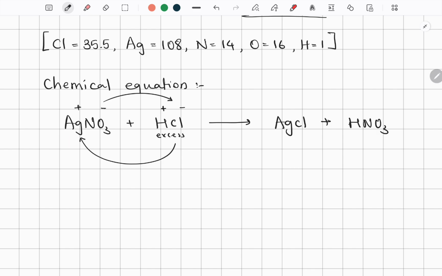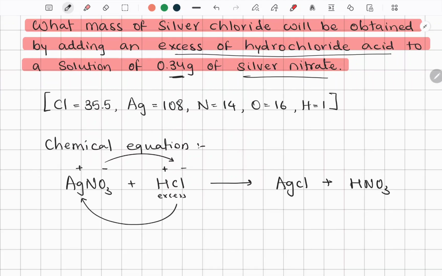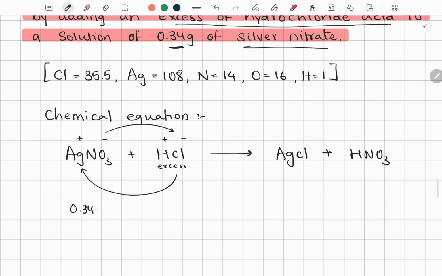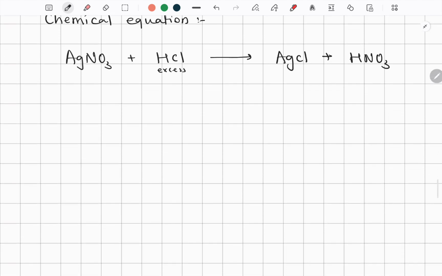Now the main question: we have to calculate the mass of AgCl when we add excess HCl to 0.34 gram of silver nitrate. So 0.34 gram of silver nitrate is given. How do we calculate the mass of AgCl obtained? It's very simple. We're going to use the unitary method, which we have used many times now. We first write the chemical equation and then calculate the molecular weights of AgNO3 and AgCl.